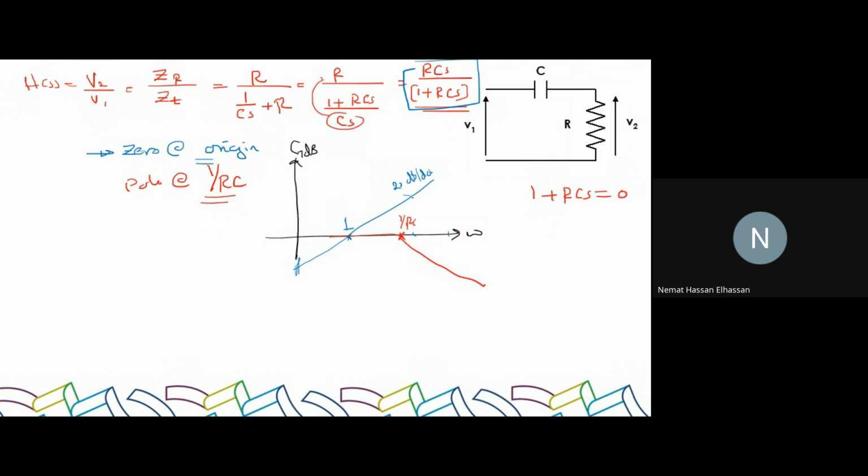Now if I ask you of the order of this equation 1 over RCS، دي معادله من الدرجه الكم؟ الاولى، الثانيه؟ what is the order؟ الاوردر معتمد على الهايست باور اوف اس.